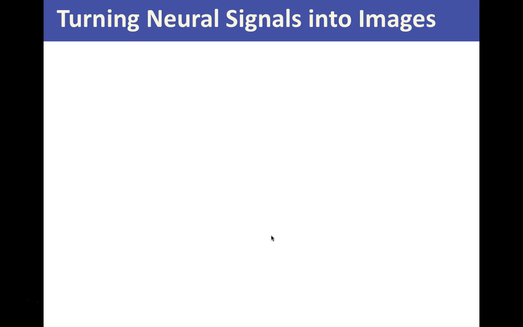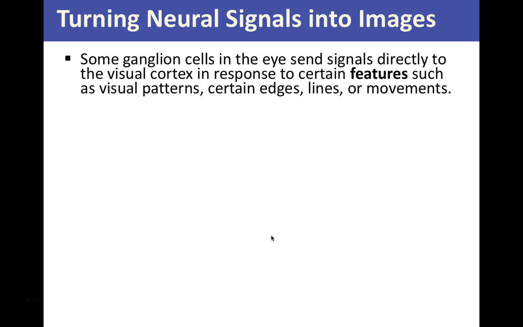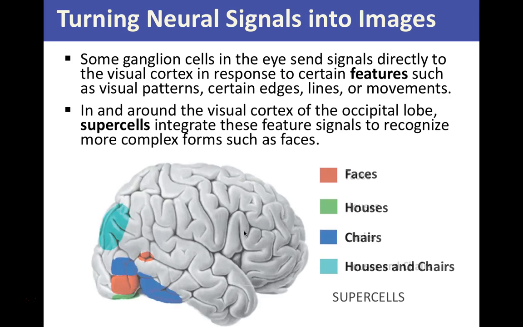Okay, so how do we turn neural signals into images? Well, some ganglion cells in the eye, and this is fascinating, send signals directly to the visual cortex in response to certain features, such as visual patterns, certain edges, lines, movements. So, for example, in and around the visual cortex of the occipital lobe, you've got these structures which consist of supercells, okay, which have this complexity, this ability to detect certain features, okay.